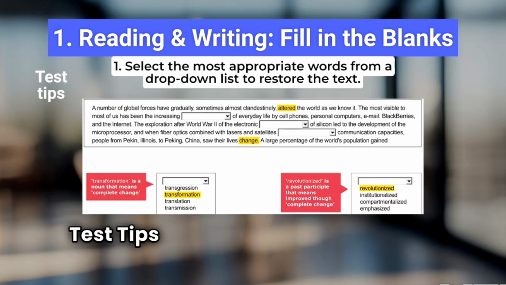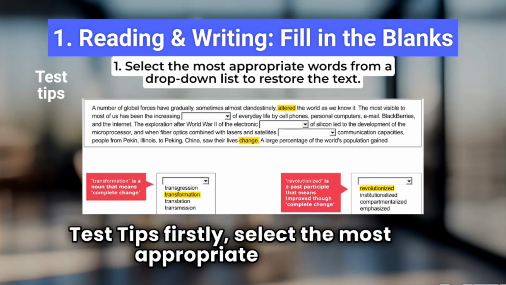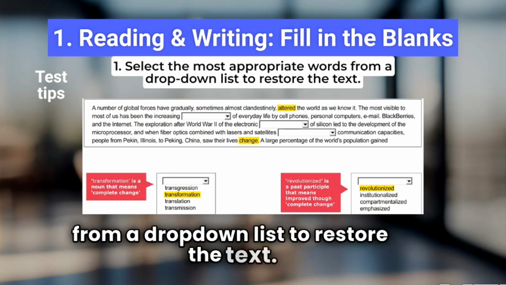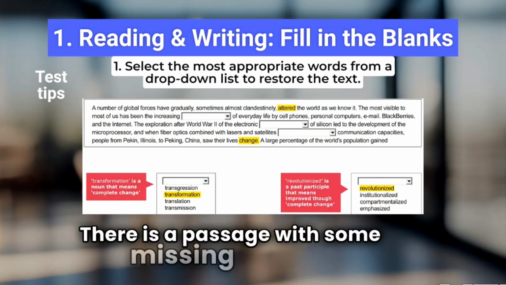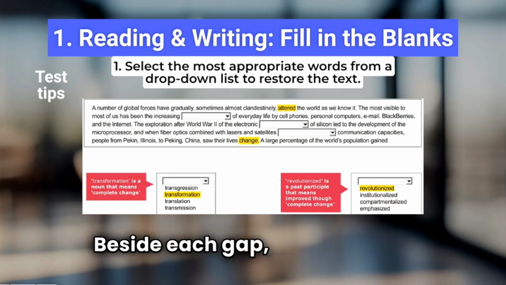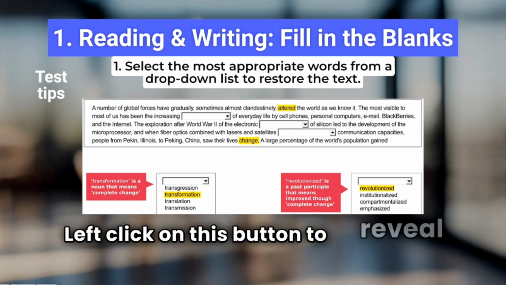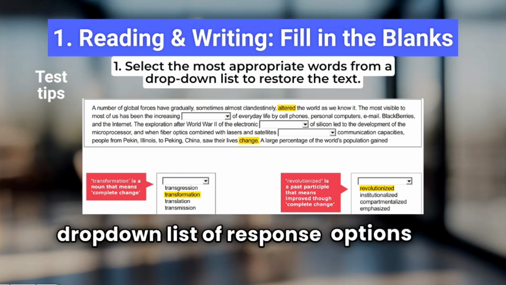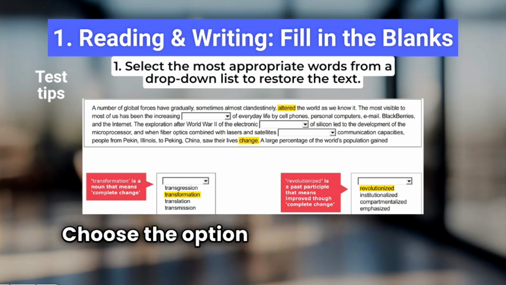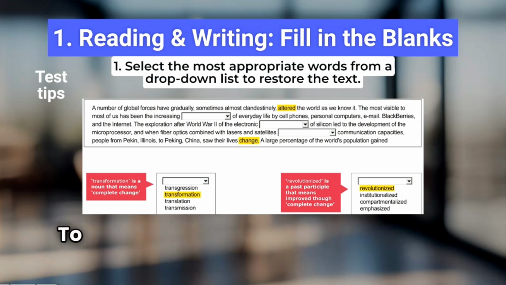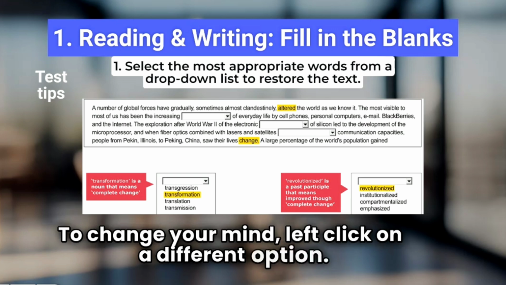Test tips. Firstly, select the most appropriate words from a drop-down list to restore the text. There is a passage with some missing words. Beside each gap, there is a button with a drop-down list. Left-click on this button to reveal the drop-down list of response options for that gap. Choose the option you think best fills the gap. To change your mind, left-click on a different option.